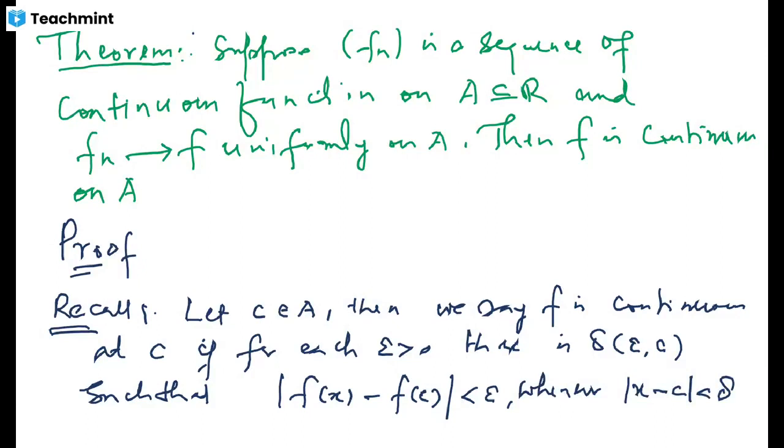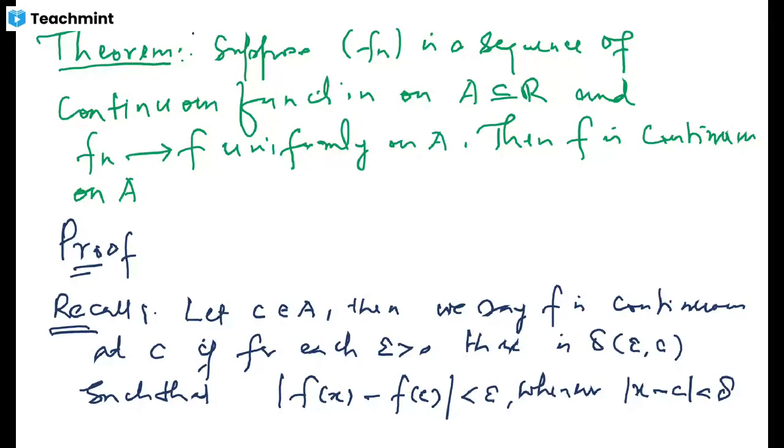So this is the epsilon delta definition, which you usually know, of continuity of a function. It says that when the distance between points is small, then the distance between their corresponding images will also be small, they will be close to each other. So we have to use this definition, and the definition of uniform convergence you already know. So let's try to prove the theorem now.